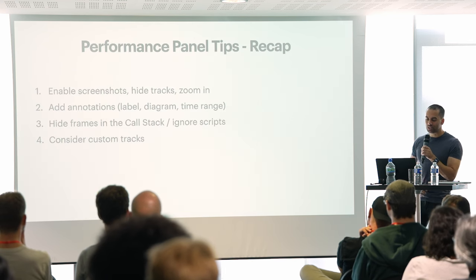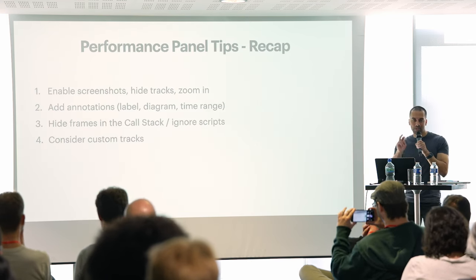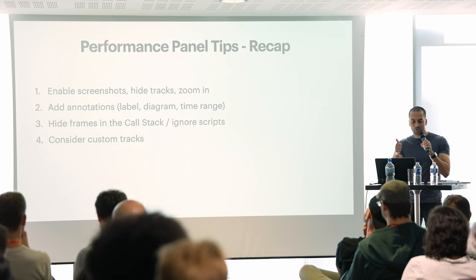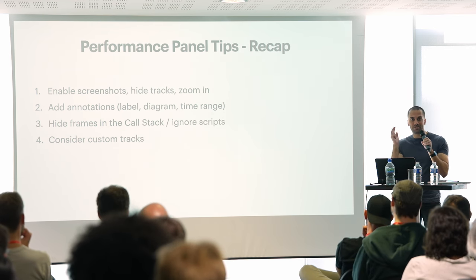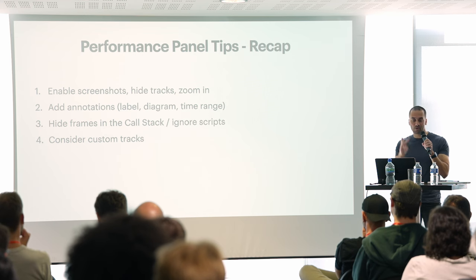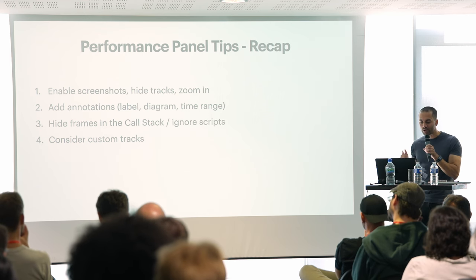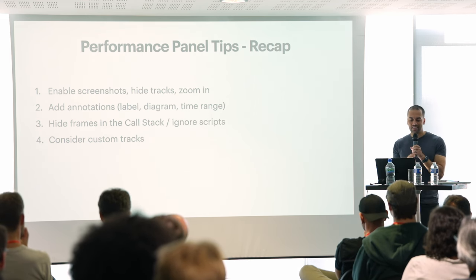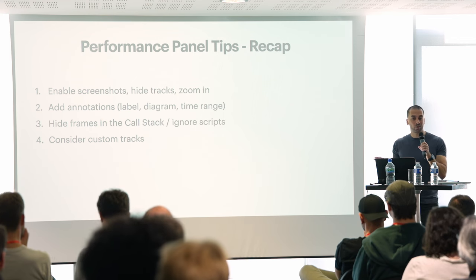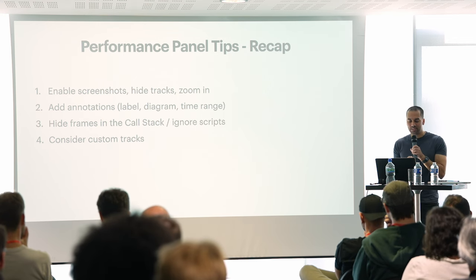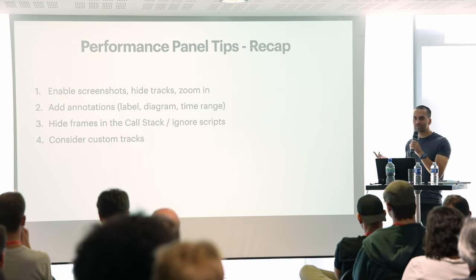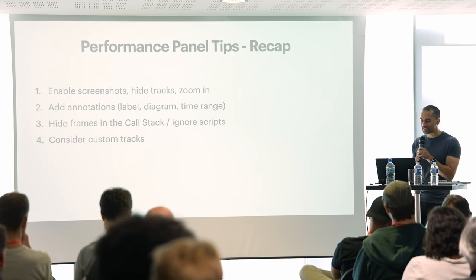Okay, let's recap what we just saw. We saw the three reminders, where you should enable your screenshots, hide tracks you don't care about, and just zoom in. We saw the three different types of annotations: label, diagram, and time range. We saw the notion of hiding frames and ignoring scripts, which just cleans things up a little bit. And we saw the concept of custom tracks, which is kind of new and exciting.